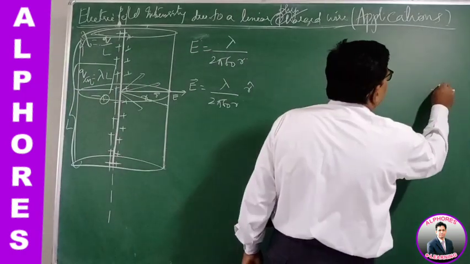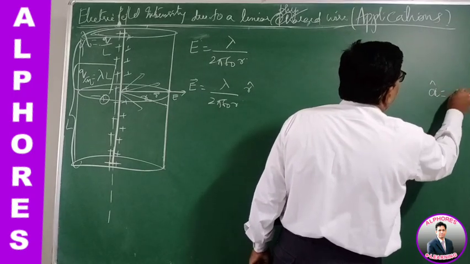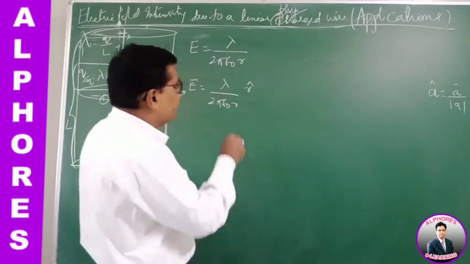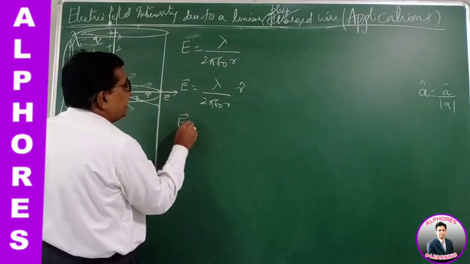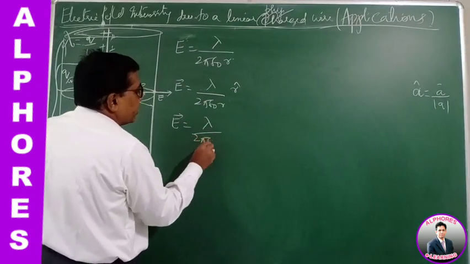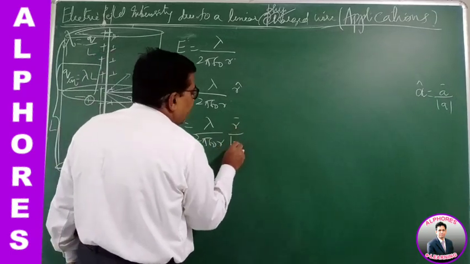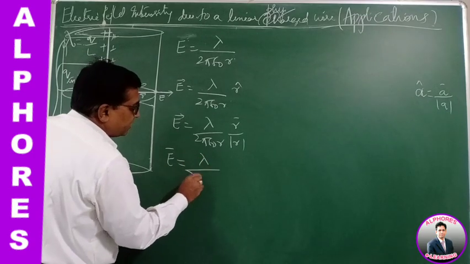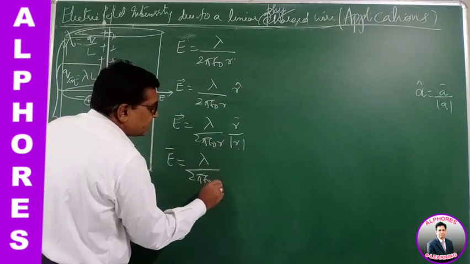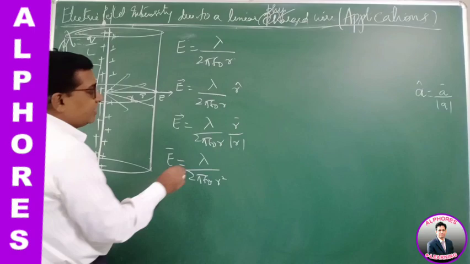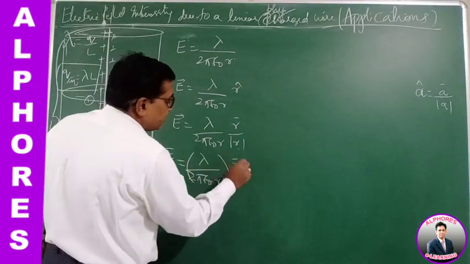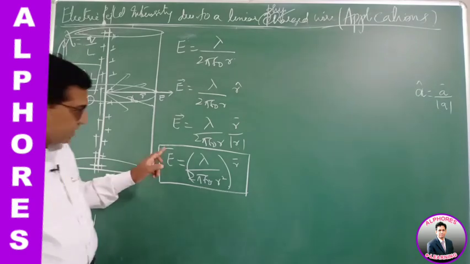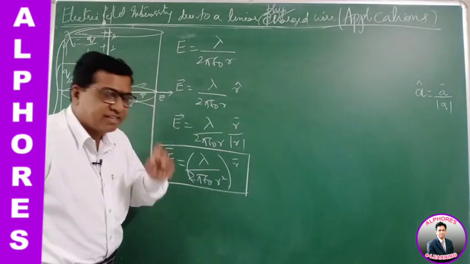In first year we have learned the unit vector along a is a bar by mod a. So substituting r cap, I get E bar is lambda by 2 pi epsilon naught r, into r bar by mod r. So E bar is equal to lambda by 2 pi epsilon naught r square magnitude, into r bar. This is the vector form of the electric field. So the direction of the electric field is in the direction of the radius vector.